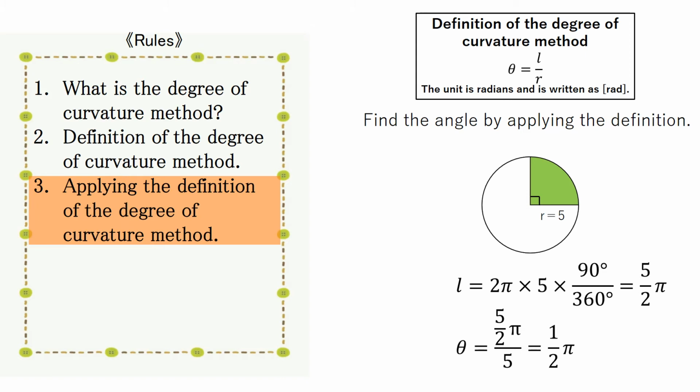Next, let's consider a semicircle with radius r equals 1. The length of the arc is L equals 2 pi times 1 times 180 over 360 equals pi. Applying the definition, we get theta equals pi over 1, which equals pi. From the previous example, we know that 180 degrees equals pi rad.